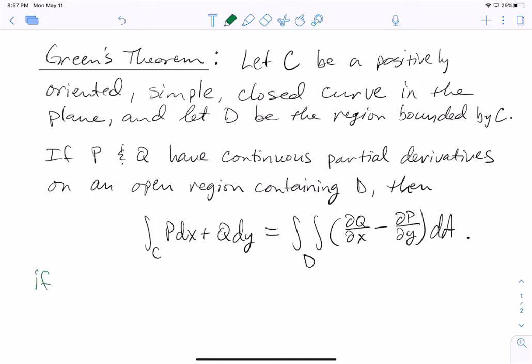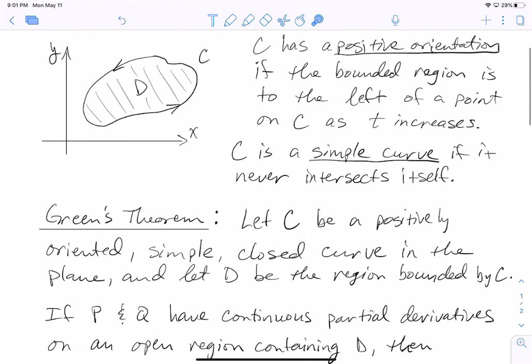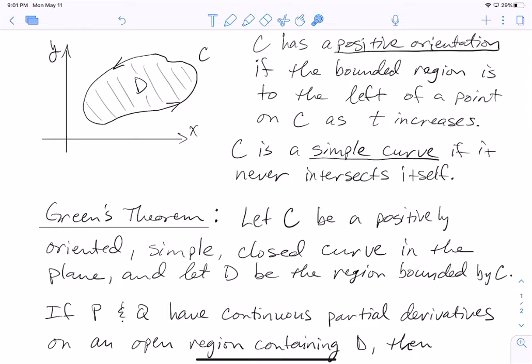Now, as a reminder, if we have a vector field F that is given by P i plus Q j, then this whole thing is the line integral over C of F dot dr. So what Green's theorem does is it gives us a new way to compute the integral of F dot dr as long as the stated requirements for C hold. Note that also among the statements is that C is closed.